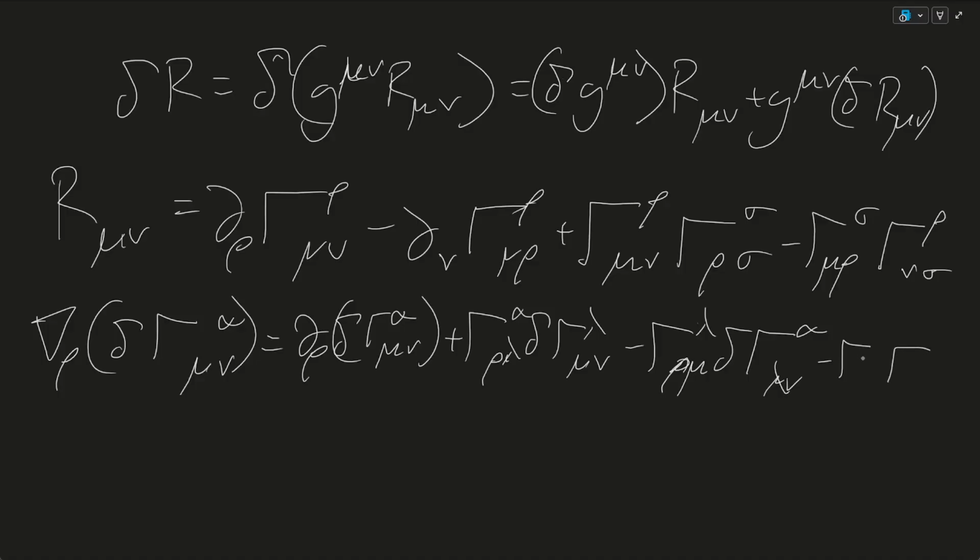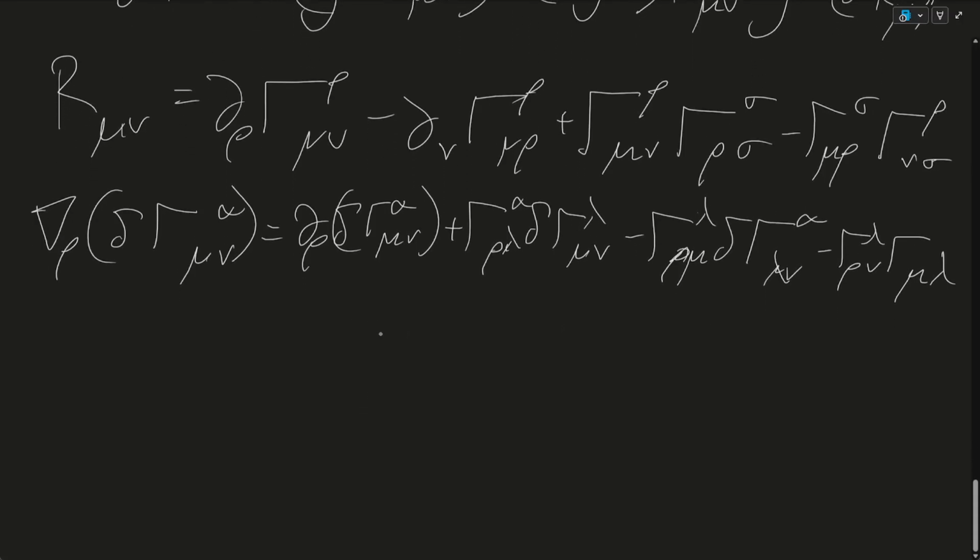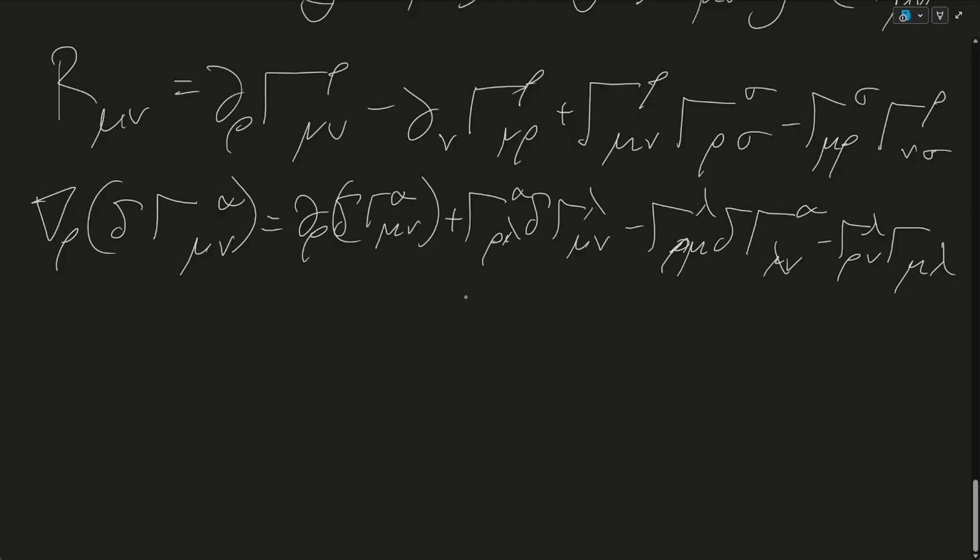There we go. Lambda, and that should be rho nu. This one should be mu lambda. Yeah. That's the covariant derivative variation.